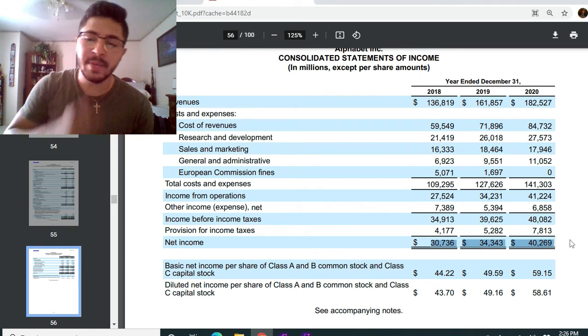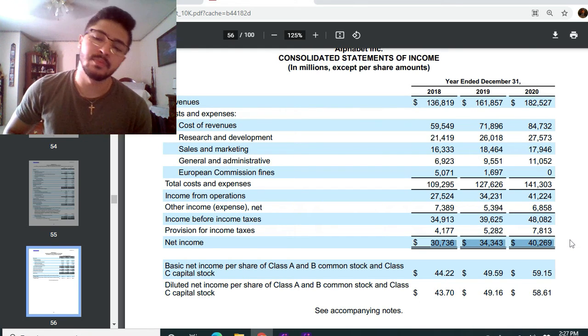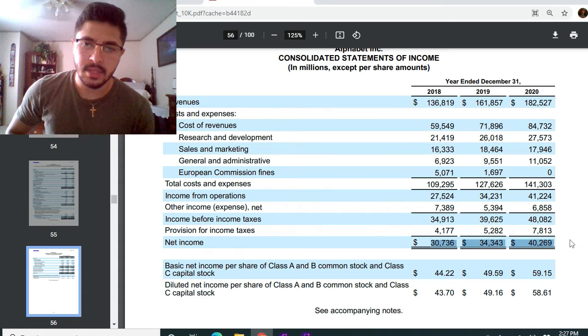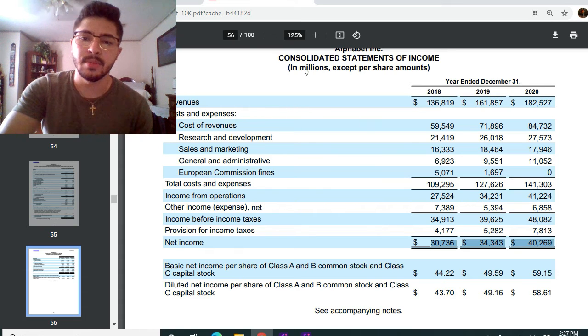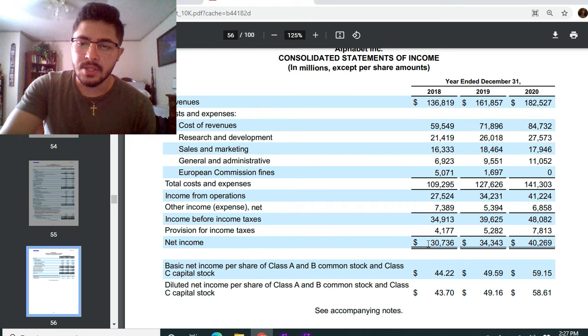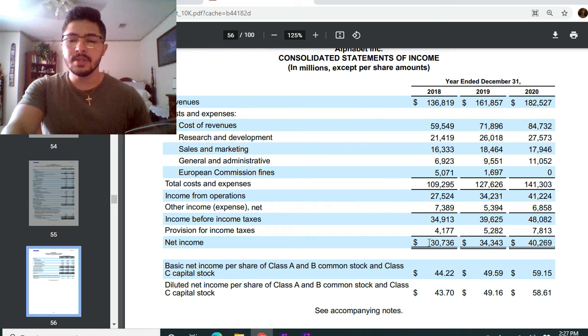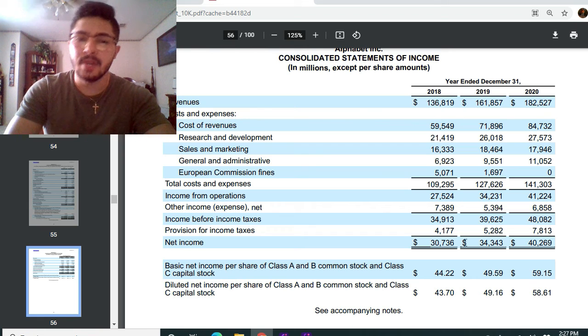Sometimes you may see that, or hear people say that, bottom line they made 30 billion, because remember this is in increments of millions. But nonetheless, let's continue. So now this leads into one of my final ratios, which is net income above your total revenue.